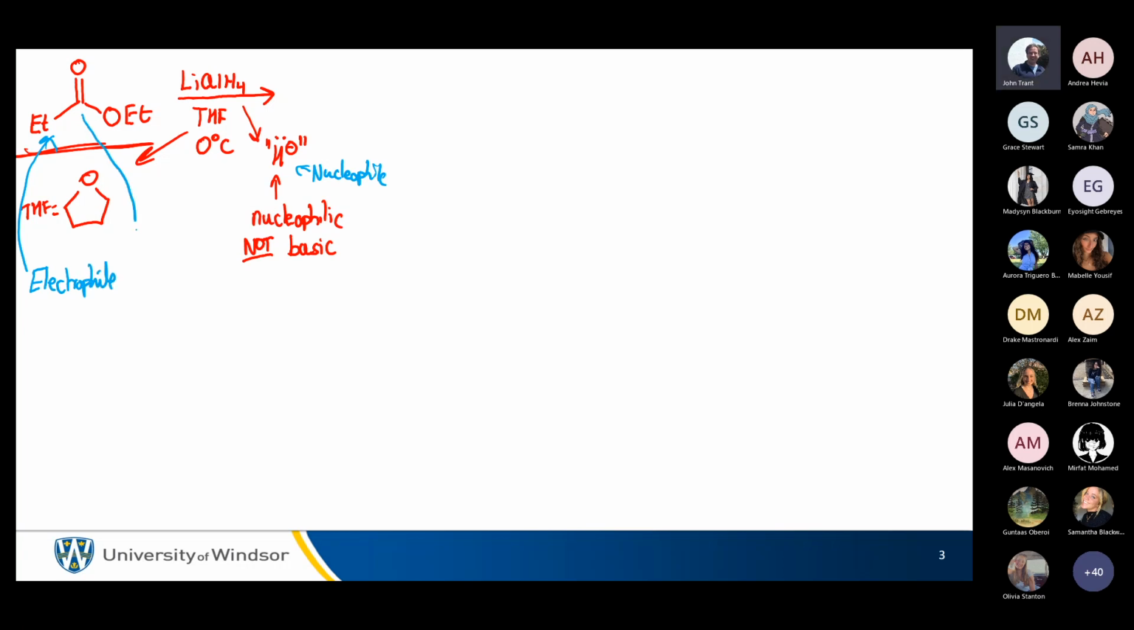We can say that the most positive center on the electrophile is the electrophilic atom. In this case, it's a carbon. And we know it's the most positive center on the whole thing because you can draw resonance structures and you can convince yourself that that C plus is where most of the positive charge is on that molecule for the resonance structures.